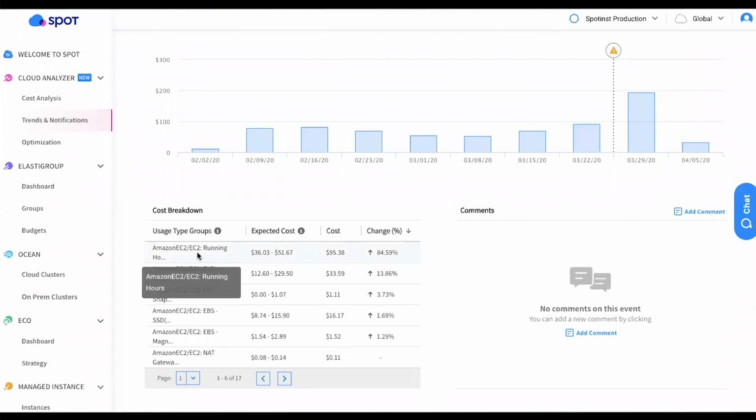And down here, you can see a breakdown of what is contributing to that spike. So within EC2, like we saw before, there are a lot of different usage types. We're breaking it down by the usage type, and you can see the various contributors to this spike in EC2 cost.